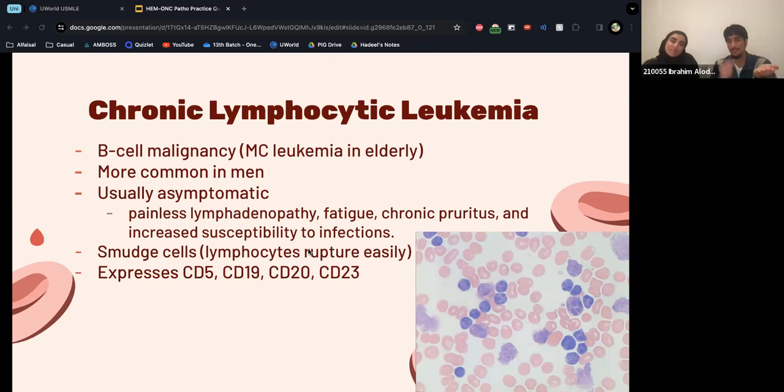Smudge cells, because their lymphocytes rupture really easily, and it expresses CD5, 19, 20, 23. So 19, 20, 23 are B cell markers. That makes sense. CD5 is a T cell marker. That's the unique thing. Guys, if you have an increase in the number of B cells, which are responsible for creating your antibodies, why do you think there's increased susceptibility to infections, if you have increased B cells or increased immune cells in general, increased leukocytes? What's the reason?